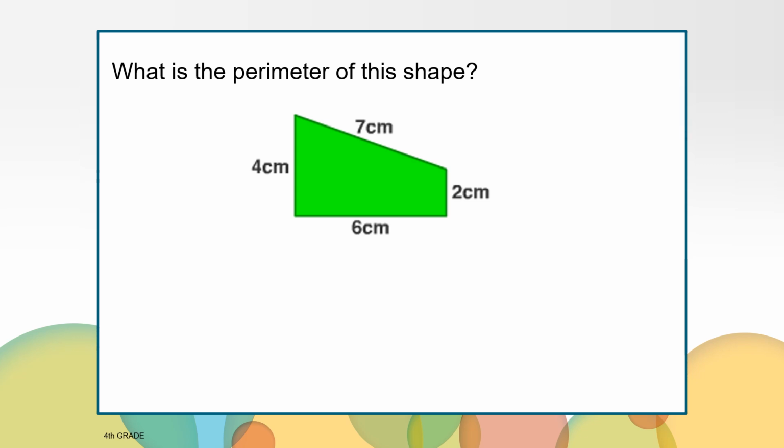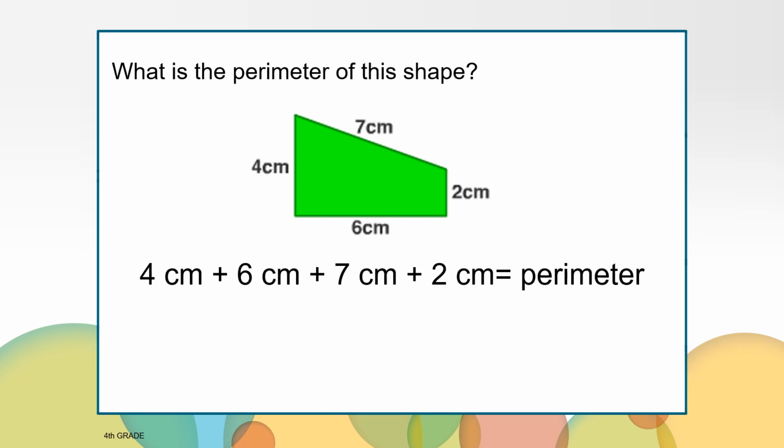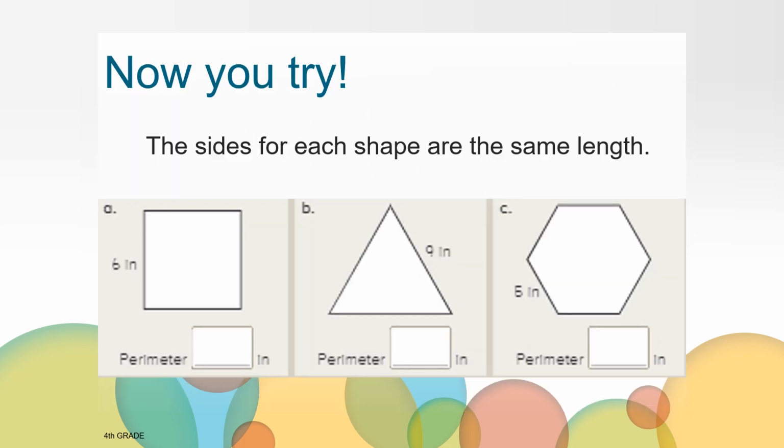To find the perimeter of this shape, we would add 4 plus 6 plus 7 plus 2 centimeters to get the perimeter. This means the perimeter is 19 centimeters. Now it's your turn. Take some time to find the perimeter of the shapes on the screen. The sides for each shape are the same length.